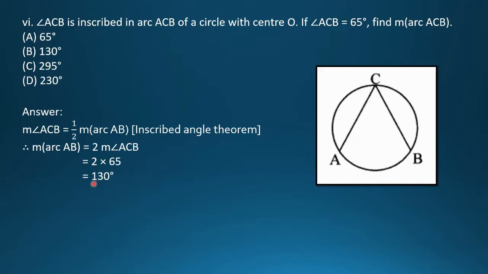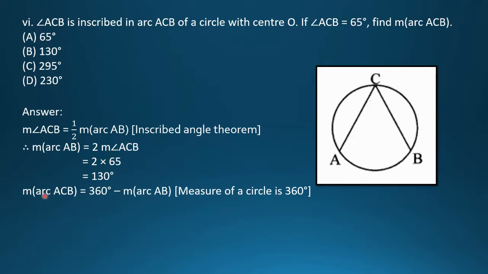130 degrees. But in the question they have asked to find the measure of arc ACB. We have found AB, but we have to find the measure of arc ACB. Now if you note one thing, arc AB is a minor arc and ACB is the major arc. So we'll use our formula: measure of arc ACB, that is the major arc, will be equal to 360 degrees minus the measure of the minor arc, that is AB. The measure of the minor arc we have found is 130 degrees, so we'll substitute it. So this will be 360 minus 130, which is 230 degrees. Therefore, measure of arc ACB is 230 degrees. Hence, option D is the correct option.